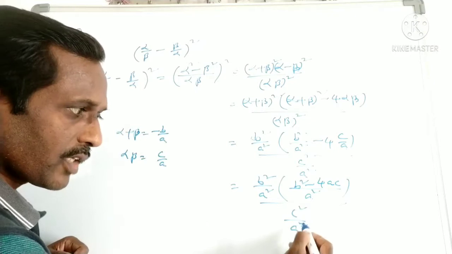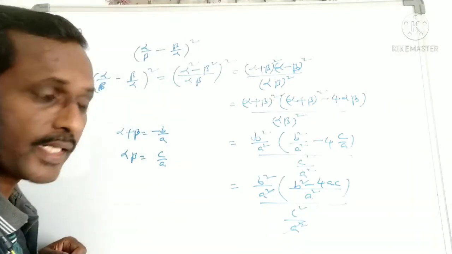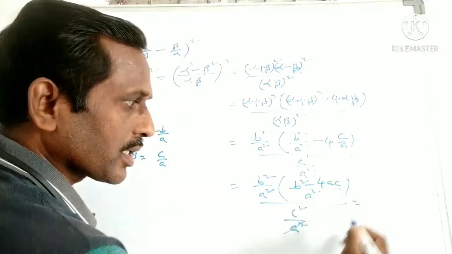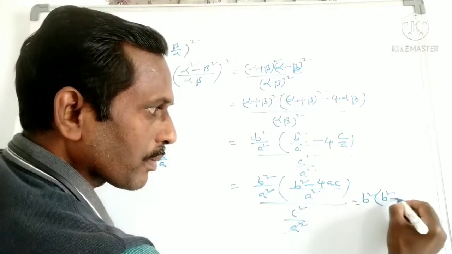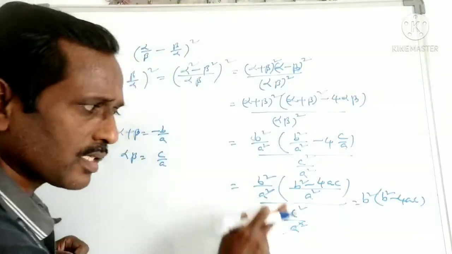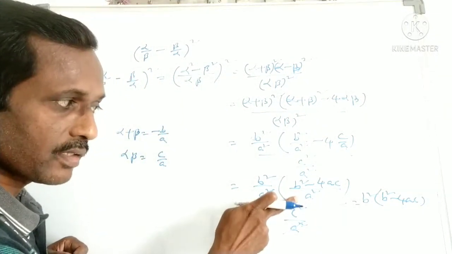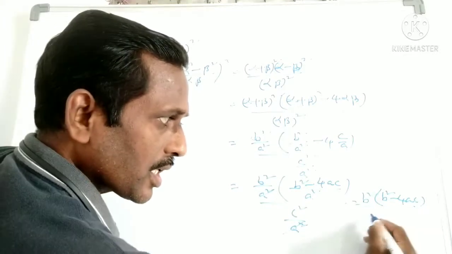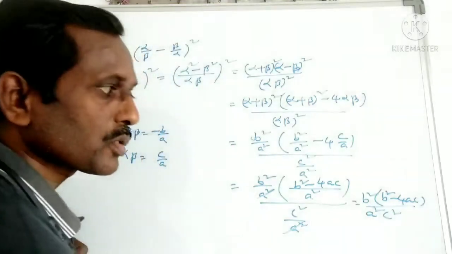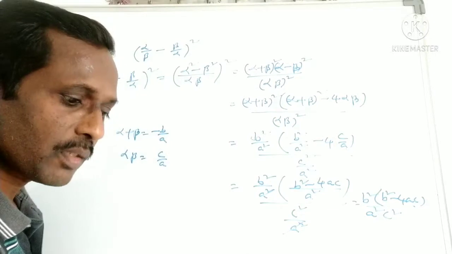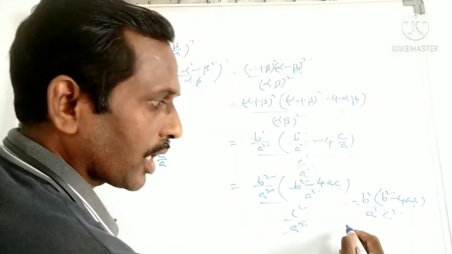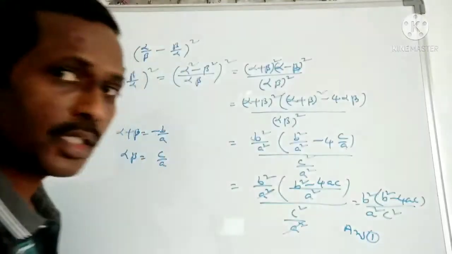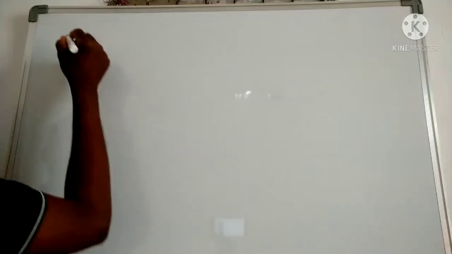Then one a square in the denominator gets cancelled. So finally the result becomes b square into b square minus 4ac, as it is. A square remains in the denominator, and that comes to the denominator, so a square into c square. So this is the answer for the problem. What is the option given? It is the first option. So the answer is the first option for the problem. Second problem. What is given?